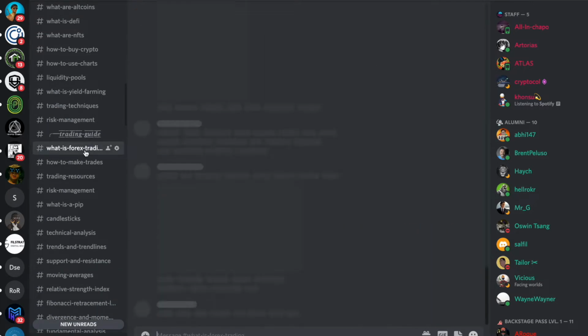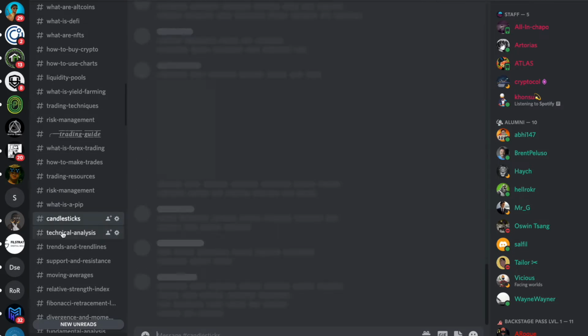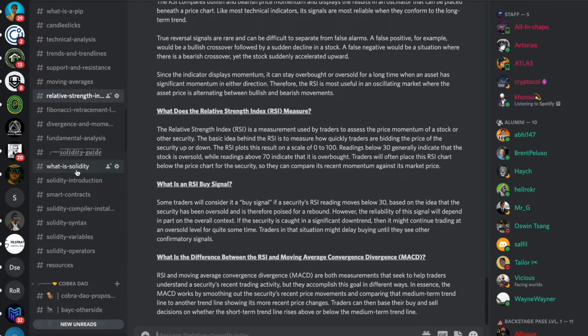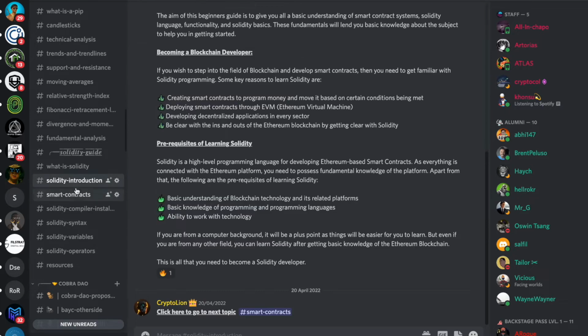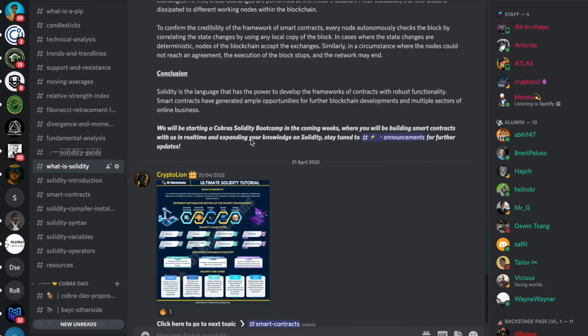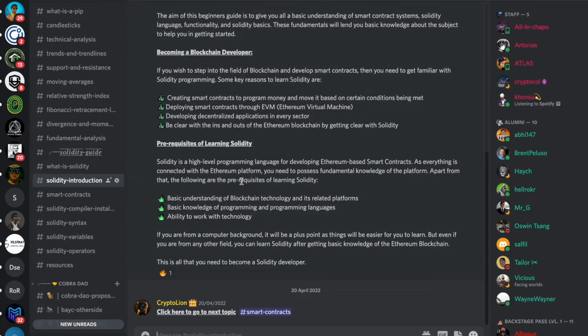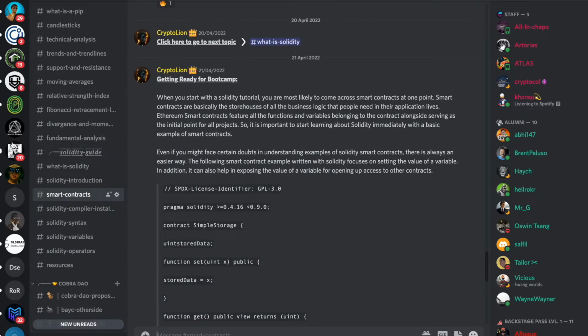We have a trading guide that covers forex trading, trading resources, what are pips, what are candlesticks, moving averages, and all these indicators. Then we have a space for Solidity as well. If you want to learn the Solidity programming language, we've defined it here and given everyone an outline of what to look into, because this is really important. It's important for us to be educated and inundated with the latest information to see how we can build on these.